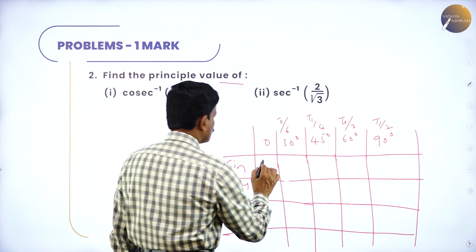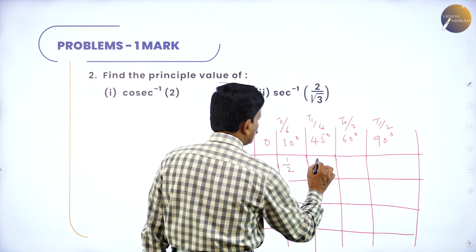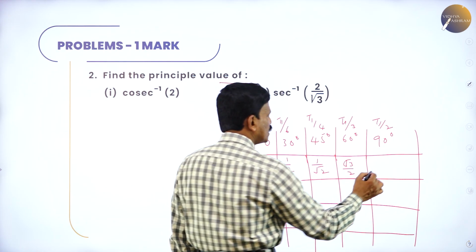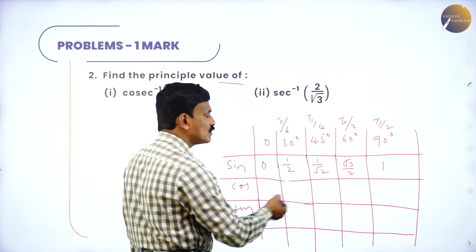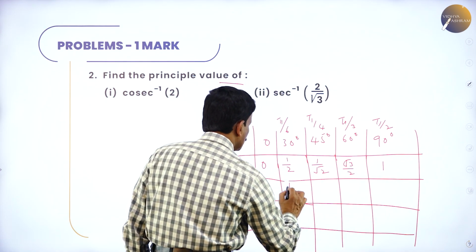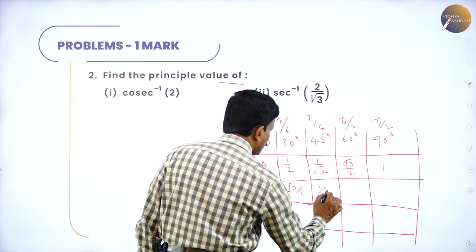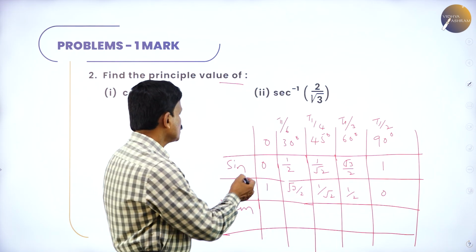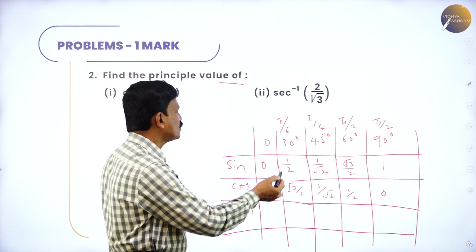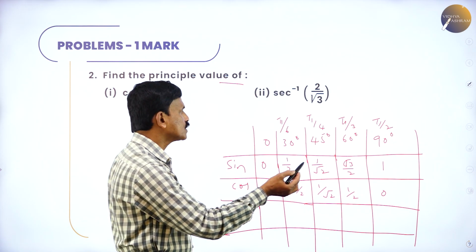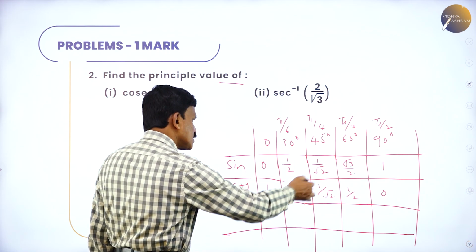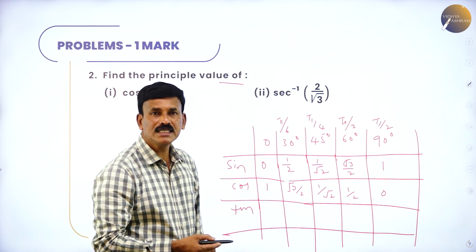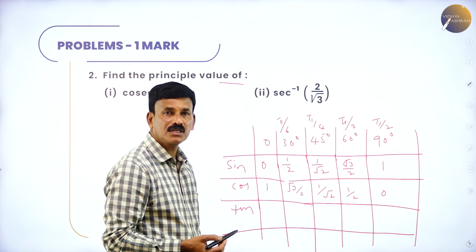Now, what is sine 0? Sine 0 is 0, sine 30 is 1 by 2, sine 45 is 1 by root 2, sine 60 is root 3 by 2, sine 90 is 1. If you reverse this, you will get cos. So this is 1, root 3 by 2, 1 by root 2, 1 by 2 and 0. Just if you know one line for sine, for cos just reverse it. For tan, divide it. If you divide sine by cos, you will get tan.